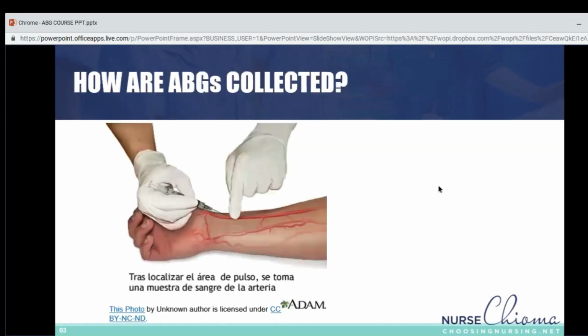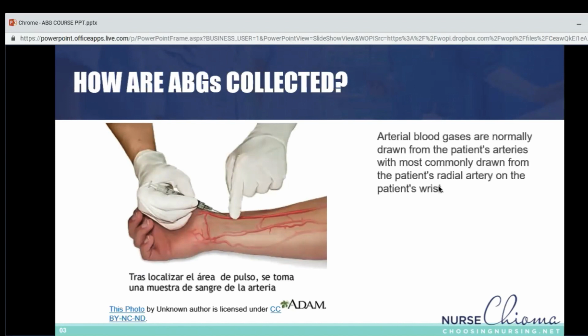So we have to collect ABGs, right? It's drawn from the blood, and there's a reason why it's called arterial blood gases, right? Because it's called arterial blood gases, we need to draw the blood from an artery. That's really going to help us identify what's going on with the patient, right? So we're going to draw the blood from the patient's artery.